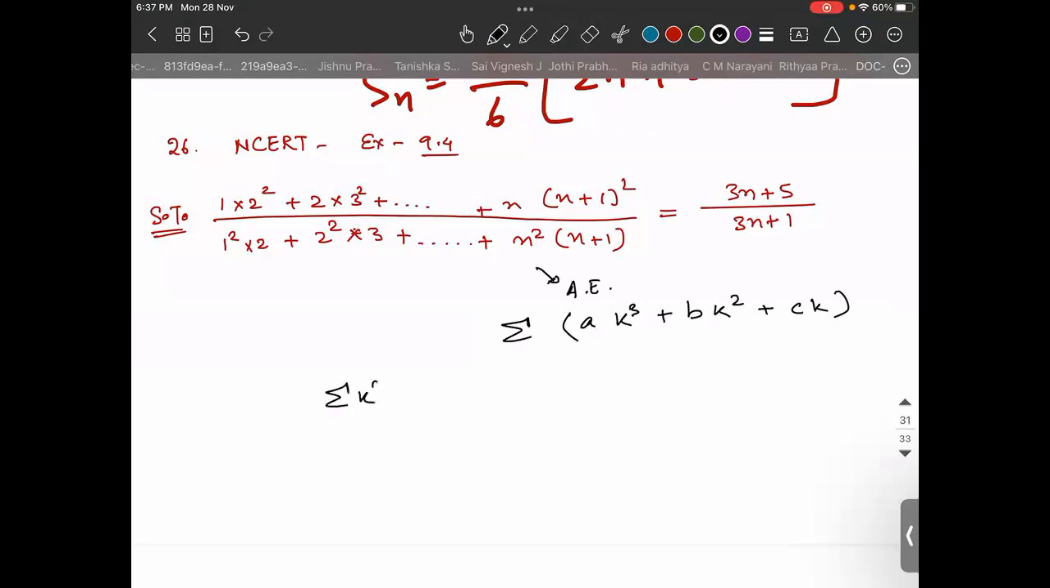Like summation of k cube is how much? n into n plus 1 upon 2, k is equal to 1 to n, whole square. What is summation of k square? n into n plus... And Nidhi, you remember or not?